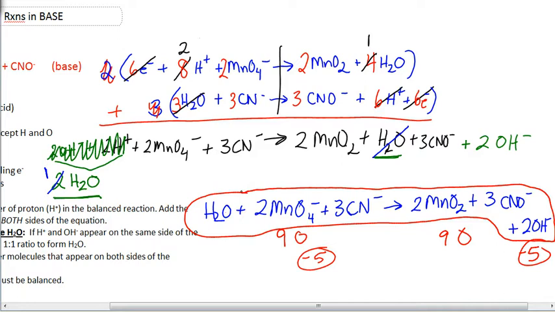That would be a balanced basic redox reaction. It's kind of a misnomer to call it basic, right? It's pretty advanced.